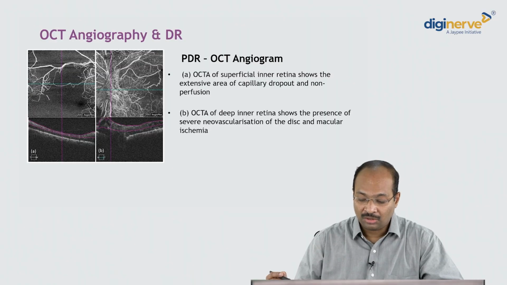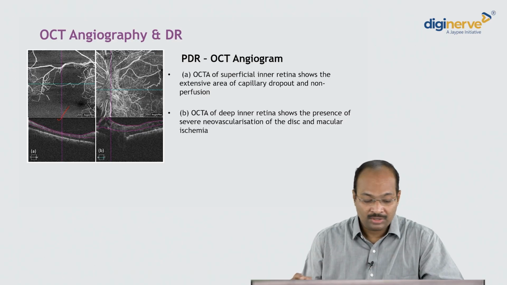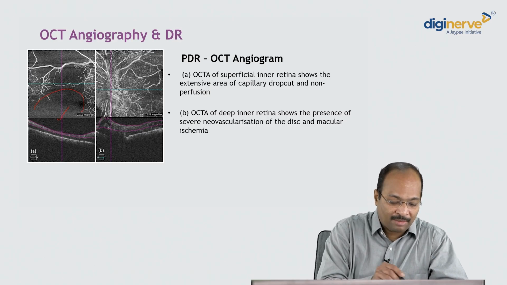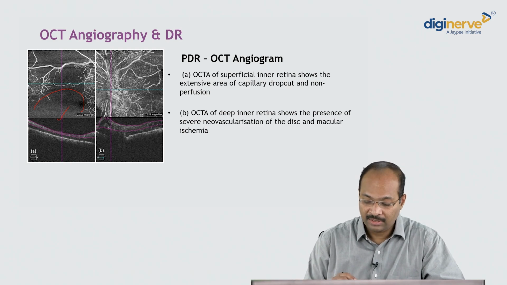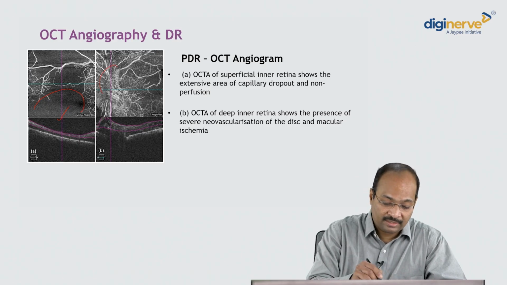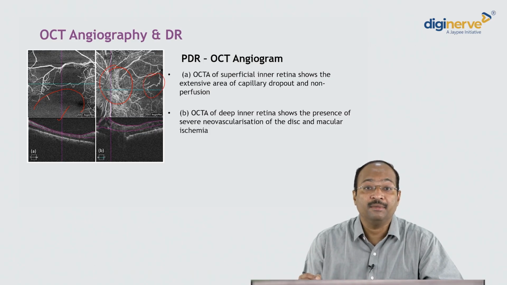Here's an example of an OCT angiogram of a patient with proliferative diabetic retinopathy. The OCTA of the superficial inner retina on panel A shows us extensive area of capillary non-perfusion and dropout. And in panel B, you can see the OCTA of the deep inner retina showing severe neovascularization of the disc and also macular ischemia.